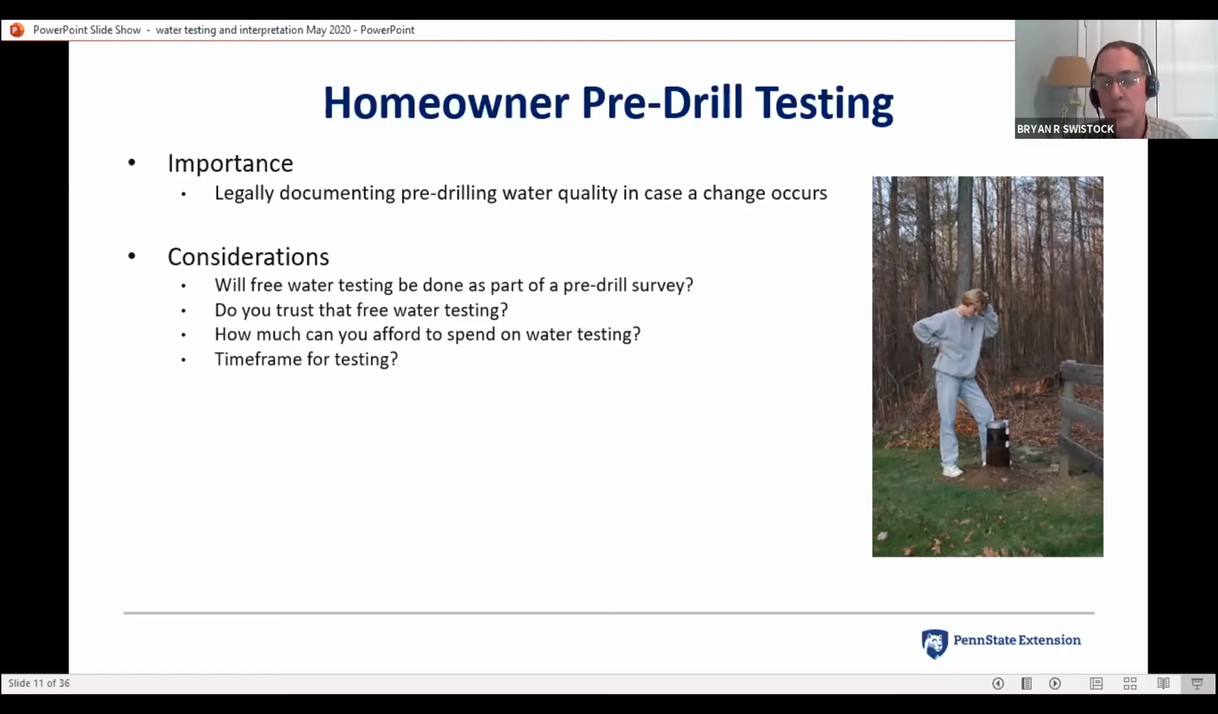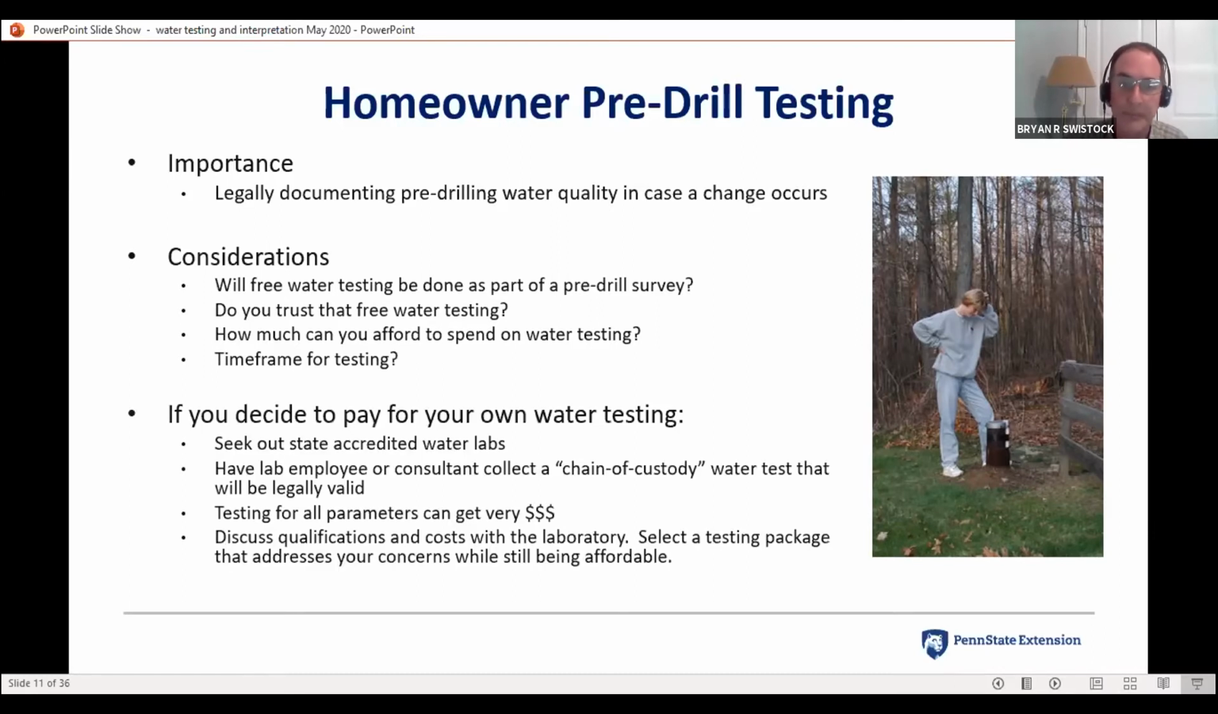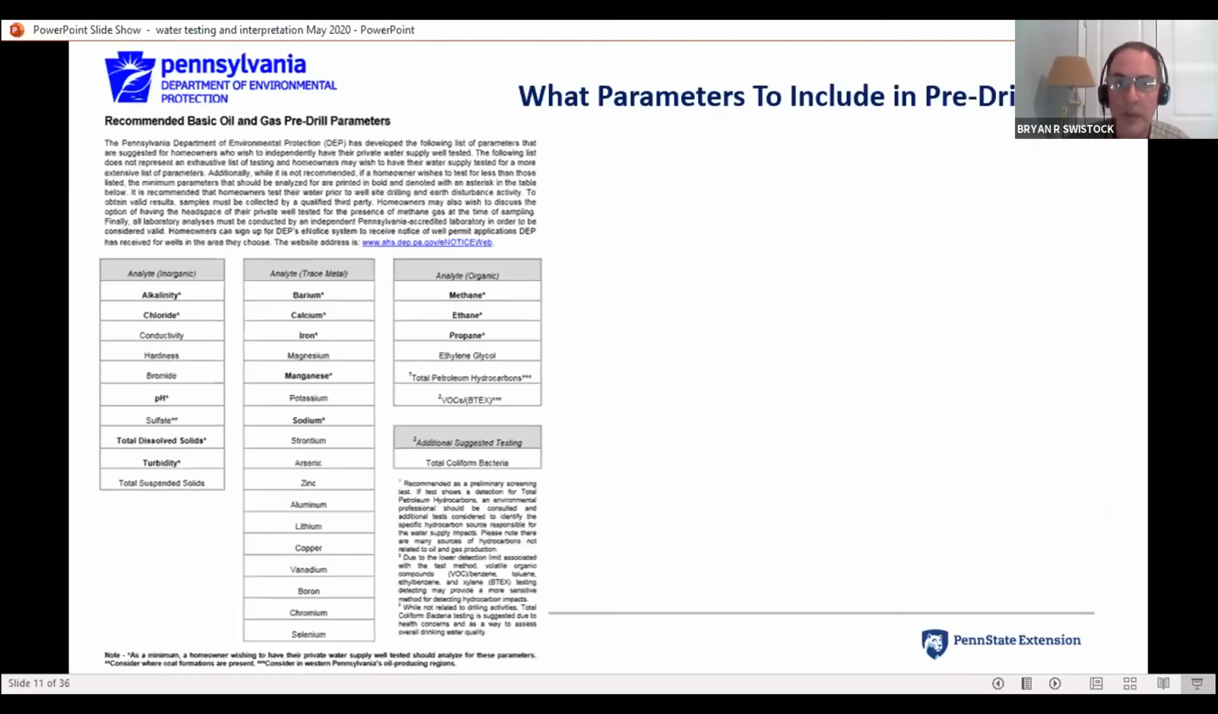And then when to do this, we don't want to be testing years before the drilling. So we need to have an idea of when the drilling is going to occur, because we want that pre-drill sample to be as close as possible to before the start of drilling. We don't want it to be certainly not years and hopefully not even many months prior to that drilling starting, so that we're getting a good snapshot right before the drilling. So in these cases, again, if homeowners do decide to do pre-drill surveys, they do need to use accredited labs, they do need to use chain of custody, and they need to figure out how much can they afford and talk about which parameters they're going to test with the lab and with other experts to get the most bang for their buck as far as getting the best parameters tested.